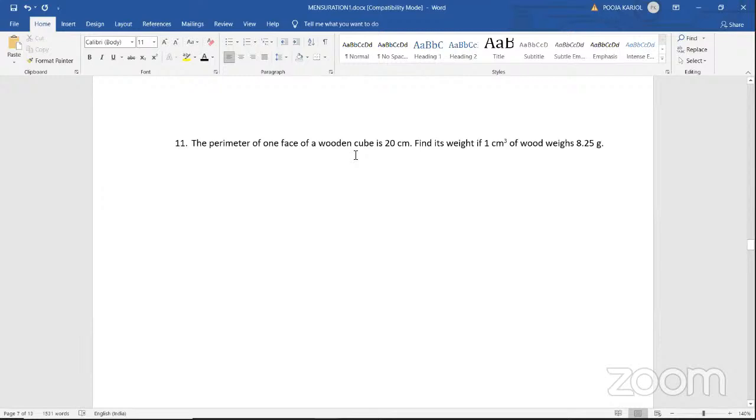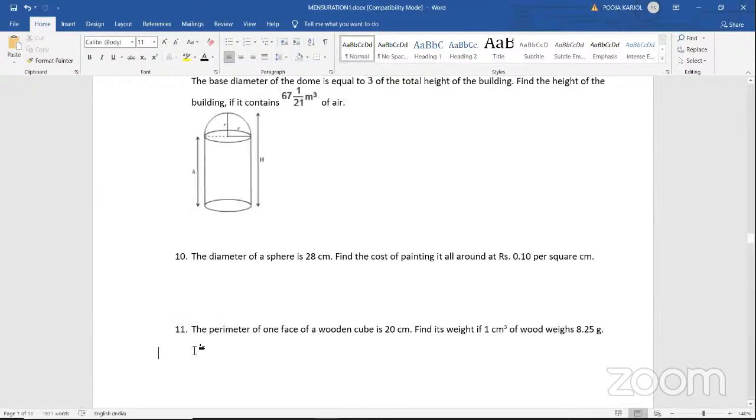1031.25 grams. Yep. I think it's a calculation error. Let's see. Okay. Perimeter of one face. So it is 4a, it is 20 centimeter. Well, if you take one face of a cube, it's a square. So a is equal to 5 centimeter.